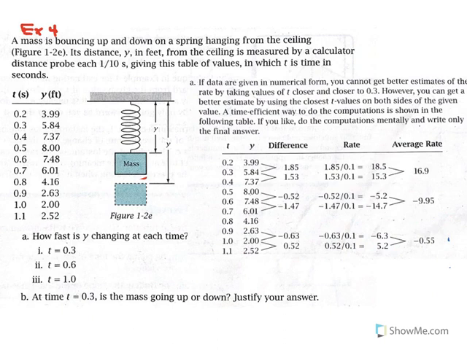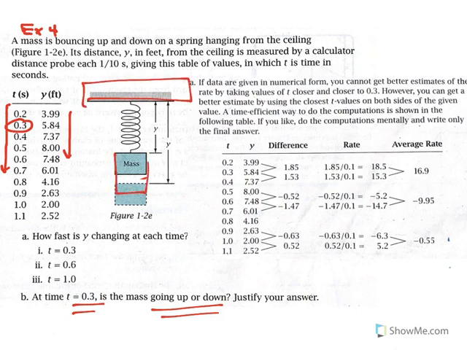So the second part of the problem is asking, at time equal to 0.3, is the mass going up or down? Justify your answer. So you can do it a couple of different ways. One way is just to look at the table here, and you can see what's going on as time is moving forward. You can see that the distance from the ceiling is increasing. If the distance from the ceiling is increasing, that means the mass is getting further away from the ceiling, which means it's going down.